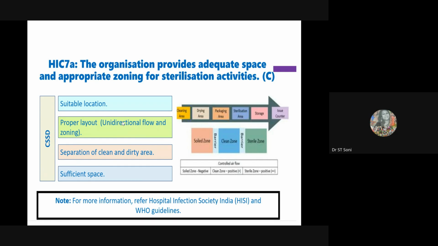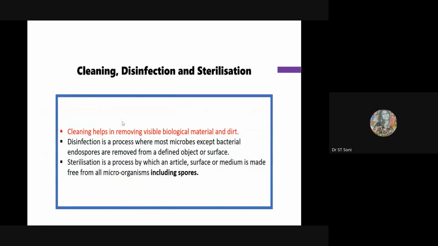So most important part of the IPC is also the sterilization activity, and sterilization mostly done at the central sterile supply department. So what we say is that a central sterile supply department needs to have a unilateral flow or a U-shaped flow, starting from the cleaning area, drying area, packaging, sterilization, storage, and the issue counter. There should not be crisscrossing of any of the areas, and a zoning has to be there. Sufficient space has to be there. Separation of the clean and dirty area is very very important, and control airflow has to be there. So these guidelines are given by the Hospital Infection Society of India, HISI, and the WHO.